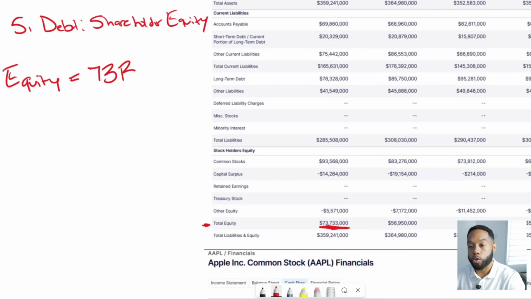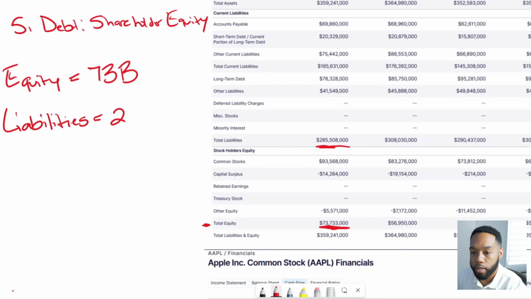And what we want to do is compare this number to the total liabilities amount. How much debt do we have compared to how much equity? So we see our total liabilities right here. Liabilities, $285 billion.